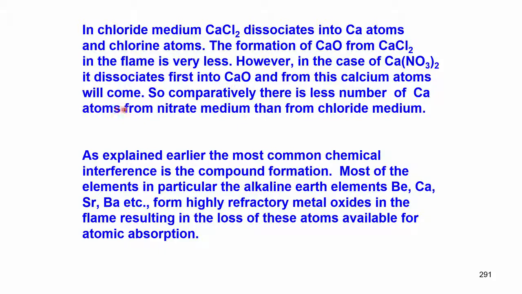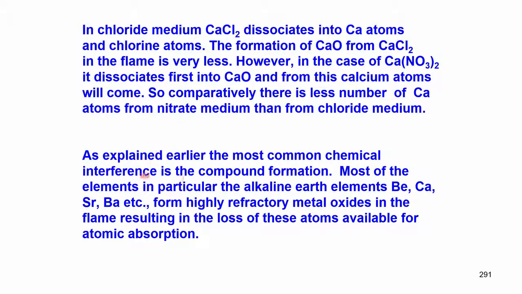the Beer's law range. So, if you take sulfate, there will be a probability that these sulfates are not easily dissociated. Chloride, if you take, hydrochloric acid formation may take place, etc. And then in the case of calcium nitrate, it dissociates first into calcium oxide, and from this calcium atoms should come. So, comparatively there is a smaller number of calcium atoms from the nitrate medium than from chloride medium.